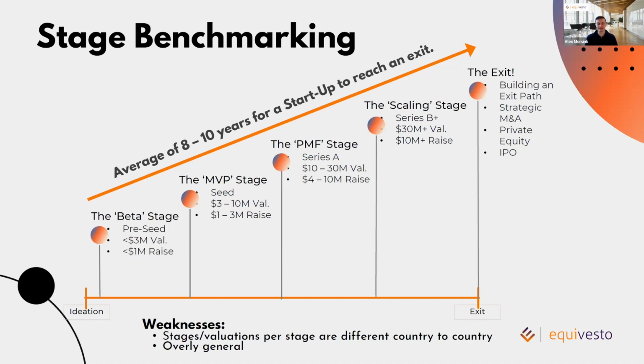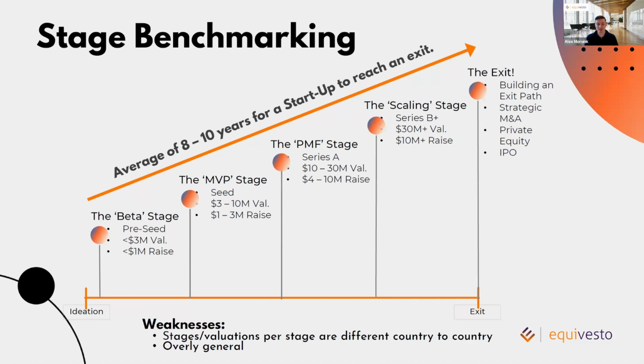The next would be the MVP stage. This would also be called your seed stage. So here you've completed your MVP, you're ready to approach the market, but you have only just approached the market or you haven't actually fully done that yet. So you still have quite lower revenue. Here you'll probably get somewhere between a $3 to a $10 million Canadian valuation, and you would be raising somewhere between 1 and 3 million.